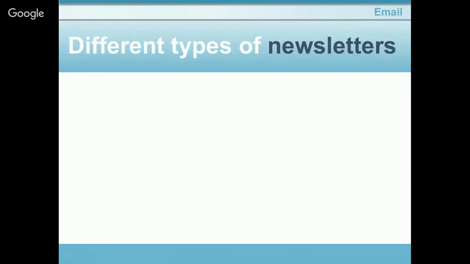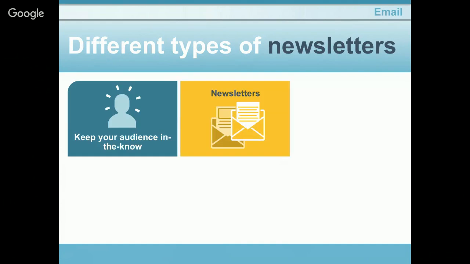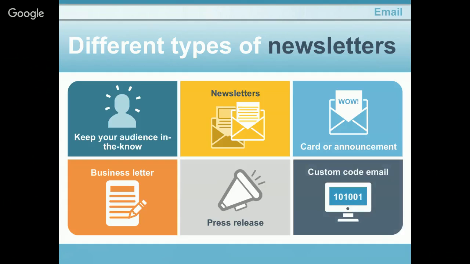There's a lot of different kinds of newsletters, whether designed to keep your audience in the know with announcements, newsletters designed to keep people up to speed and up to date, specific cards or announcements, business letters, press releases, or custom code email. And custom code email includes some sort of text link or some sort of a connection or next action. All of that can be very informative and very helpful in continuing to engage your existing clients.